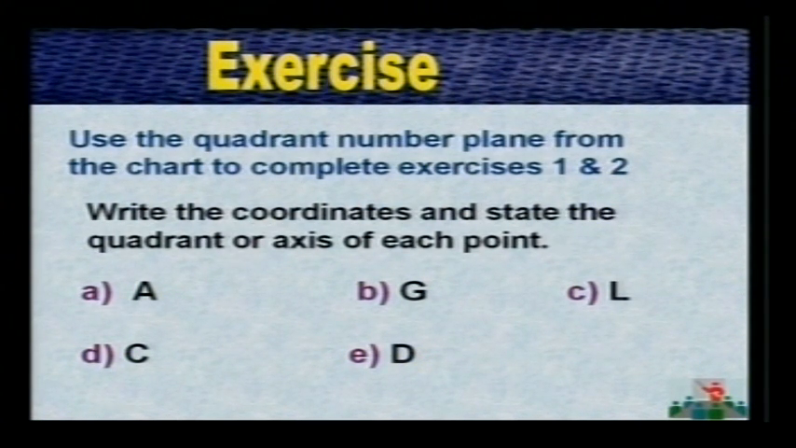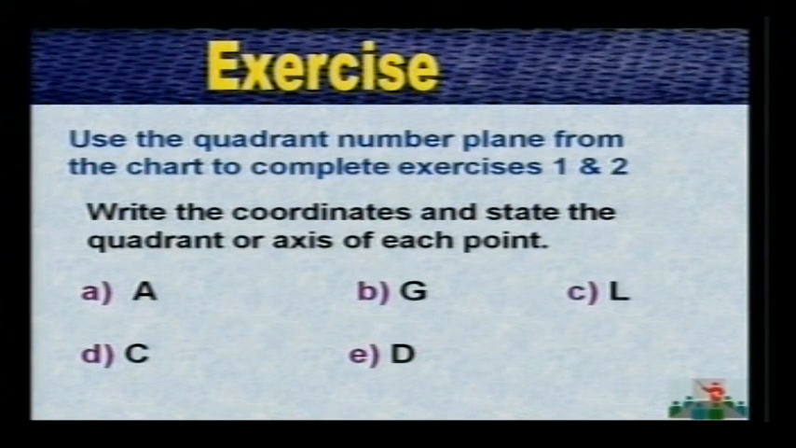A is, what is the coordinate? You write the coordinate and then you state the quadrants of point A. If it is on one of those 2 axes, you write the axis. You don't have to write the quadrant.